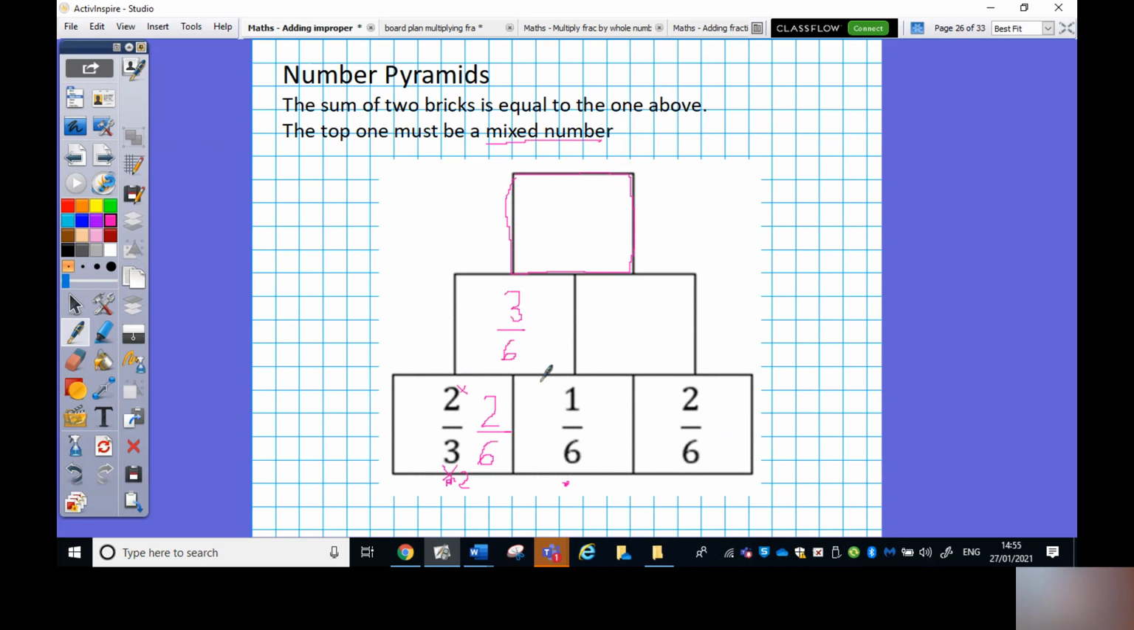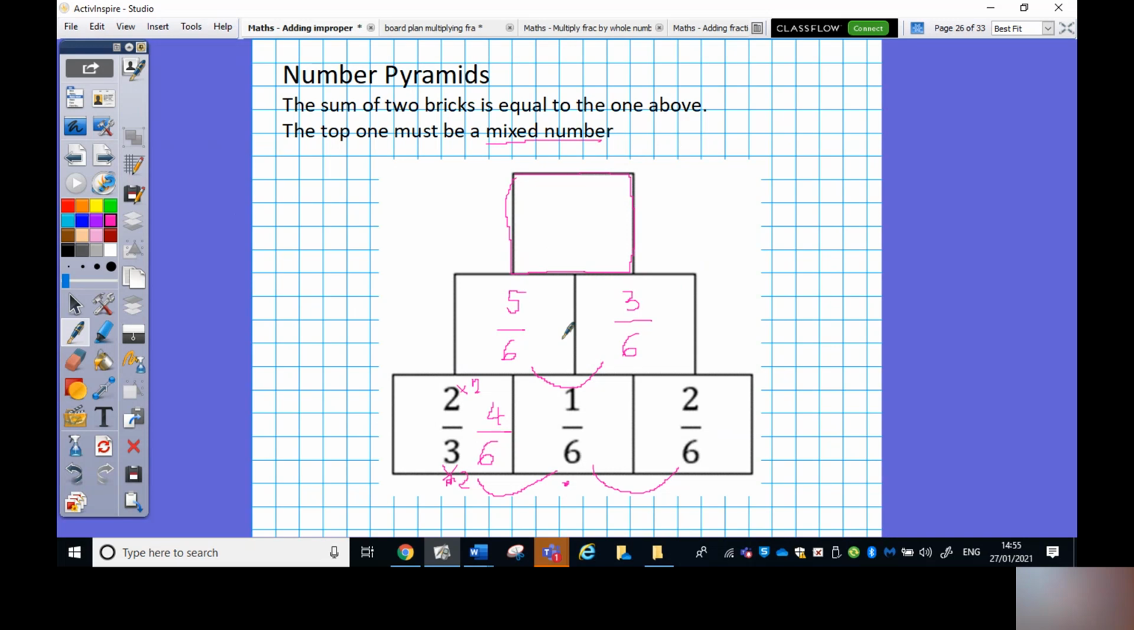3/6. Great. And what about these two? 1/6 plus 2/6 equals 3/6. Excellent. Okay, now we need to add these two together to get our top number. 3/6 plus 3/6 equals, oh, sorry, I've made a mistake here. 2 times 2 equals 4. Well caught. So that changes our answer up here at the top. 4/6 plus 1/6 equals 5/6.